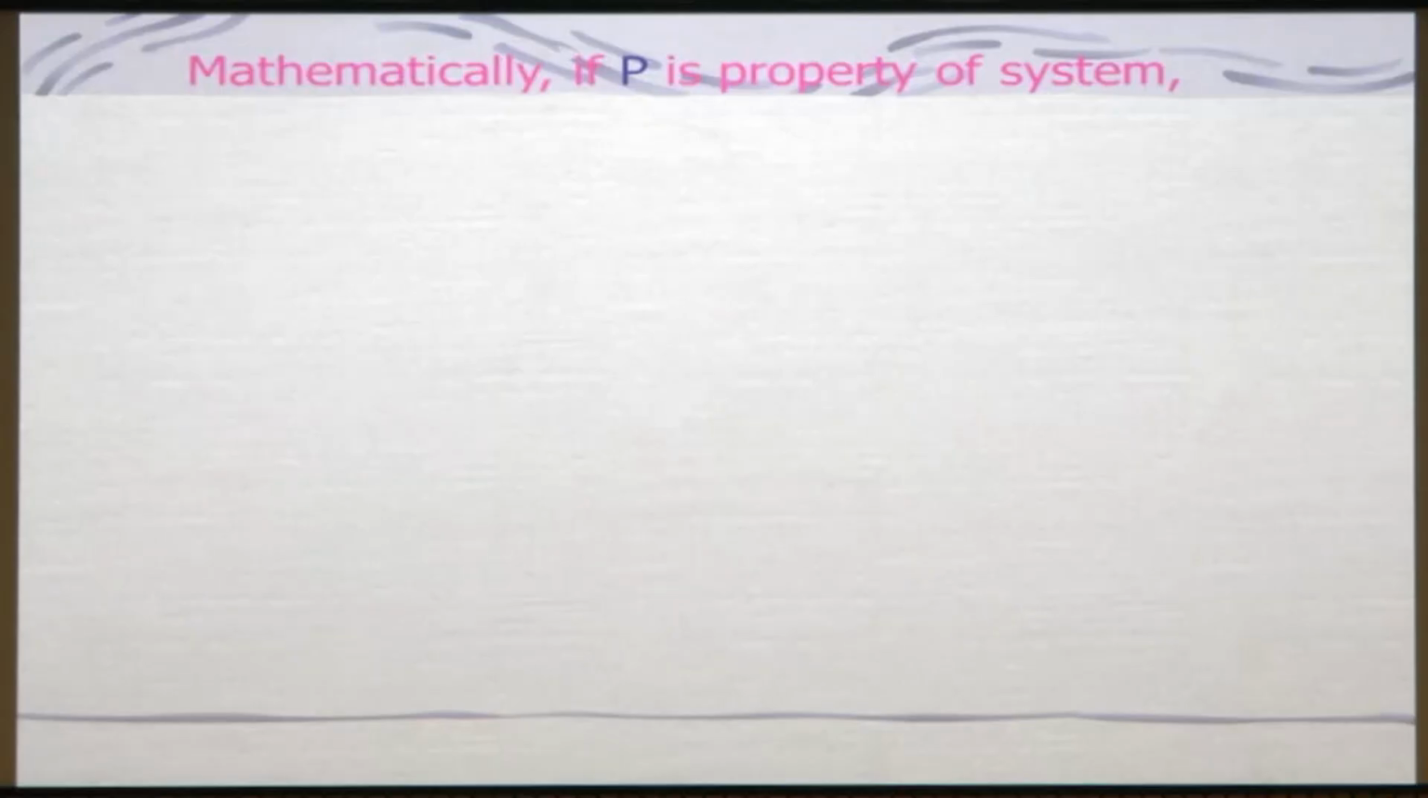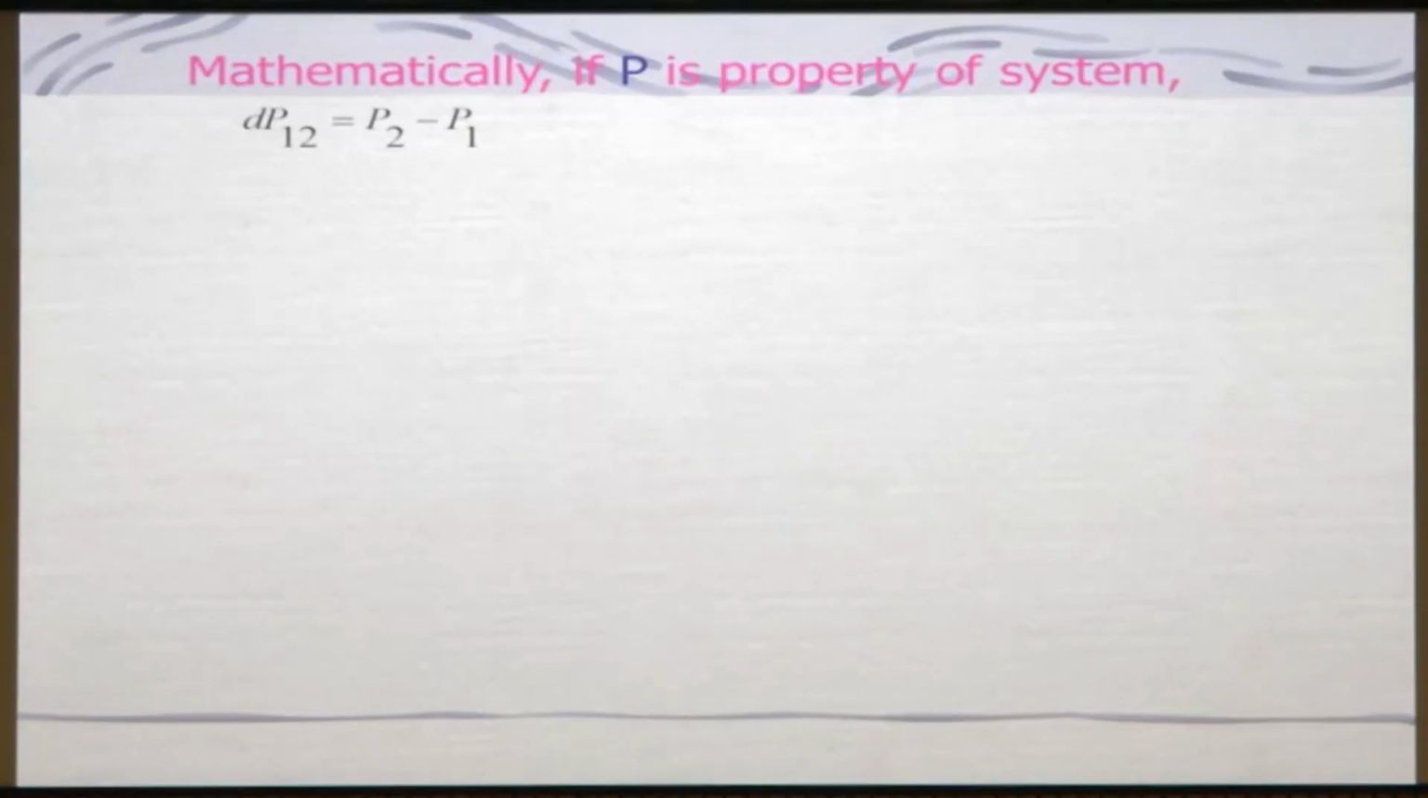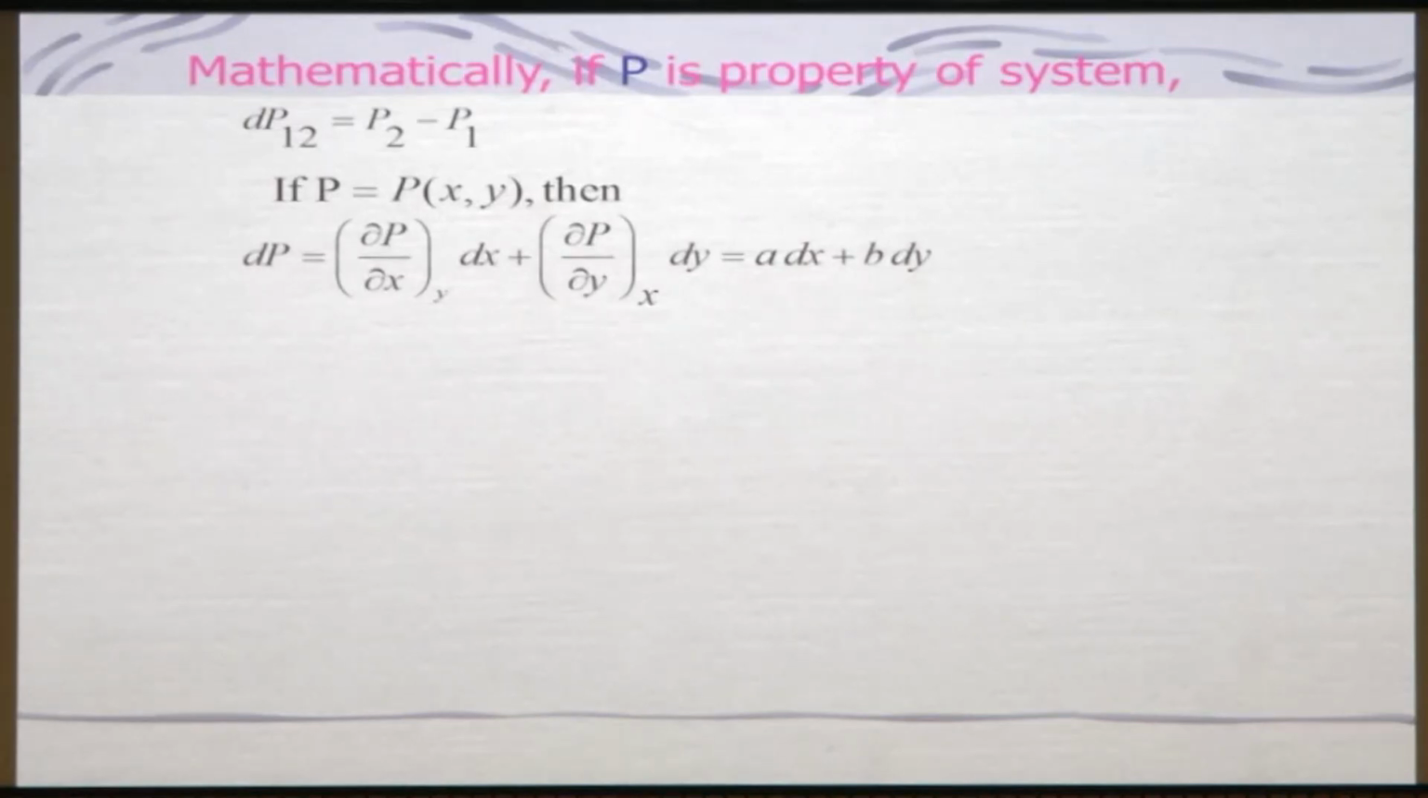In order to do that, mathematically we can say properties P, I am just using the symbol P. It can be pressure, it can be temperature, it can be anything. Let us say a system is interacting with the surroundings, and there will be change in properties. Let us say the pressure is changing. If I take a closed chamber and start heating the gas, then naturally pressure will increase. So, the change in pressure will be P2 minus P1, and if I say the pressure is a function of x and y, I can write dP equals dou P by dou x when y is constant times dx, plus dou P by dou y when x is constant times dy, equals A dx plus B dy.